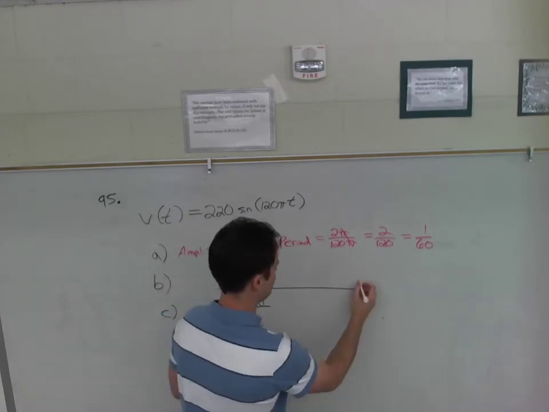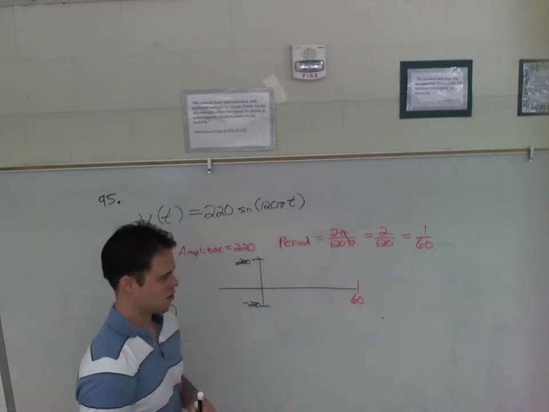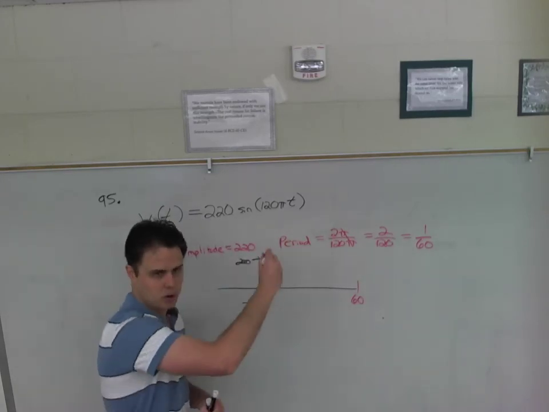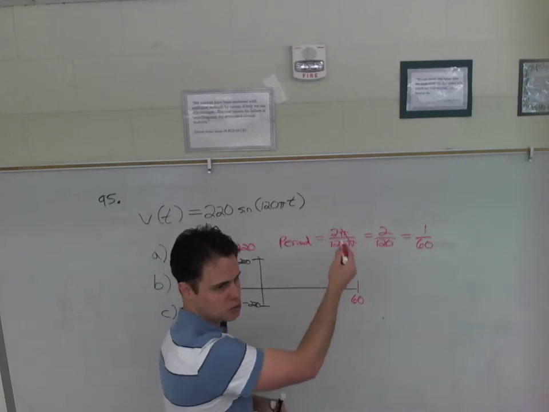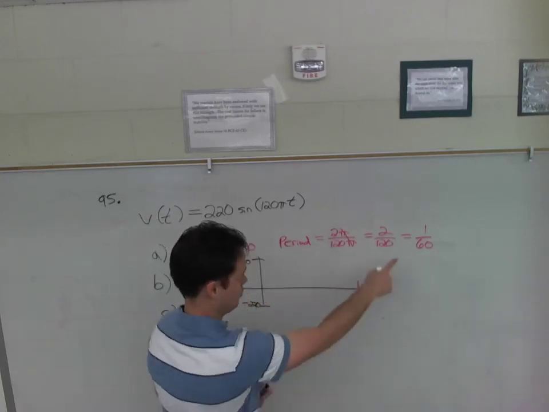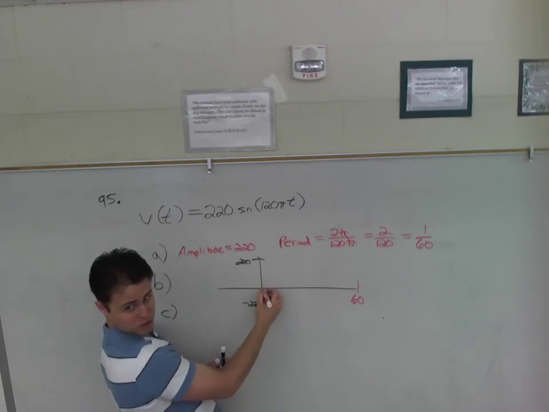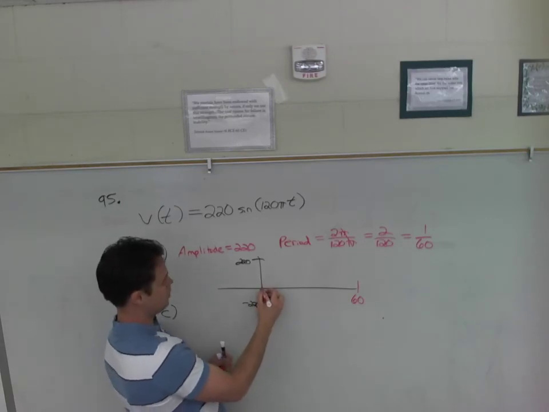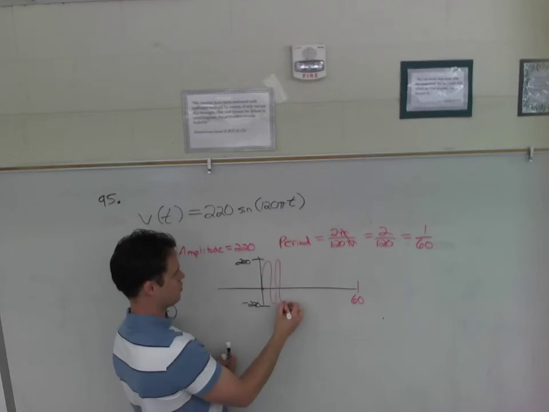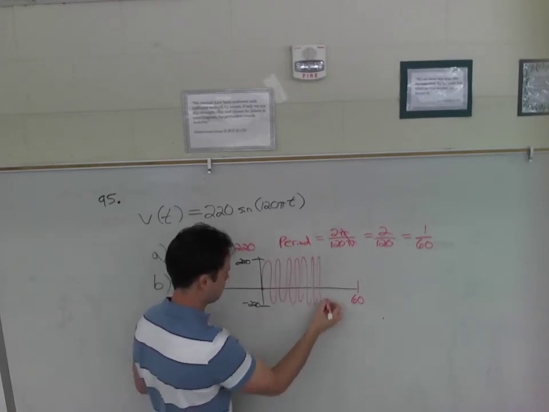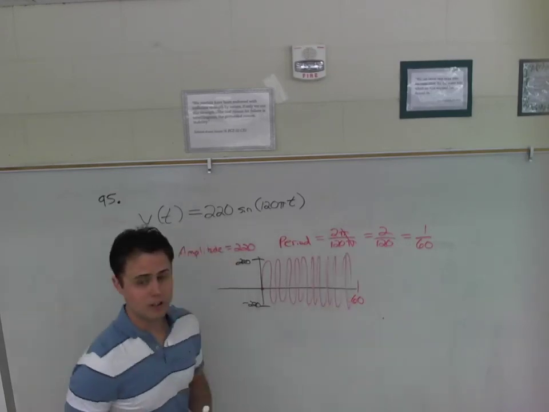So if we made this 60, would this guy be bouncing and oscillating a whole bunch, or would it be bouncing really slowly? Lots. It would be bouncing lots, right? It would go like this. Sine starts in the middle, right, Christian? And it would go 60 times. This is what electricity does.